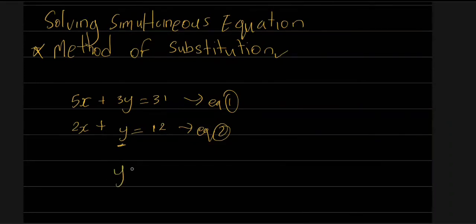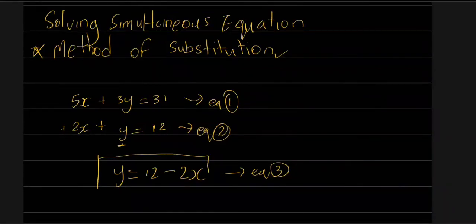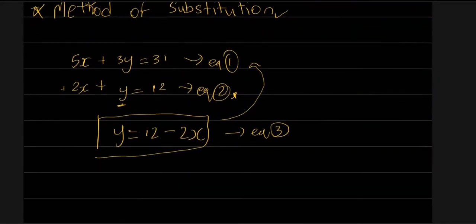So this will now be y is equal to 12, and this here is adding, so we take it off, it becomes 12 minus 2x. And we have a new equation, equation 3. So what we do now with the method of substitution, we take equation 3, which is y equal 12 minus 2x, and we substitute that. Since we used equation 2, we have to substitute this into equation 1. Wherever you see y, you will replace it and put 12 minus 2x. So that the only variable that we have in the equation will be x. And then we can go ahead and solve for x.